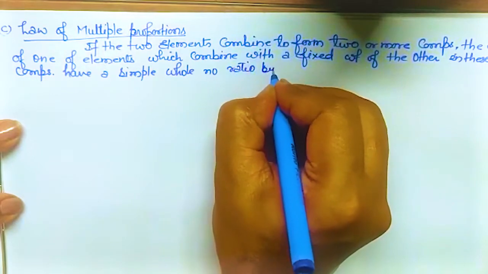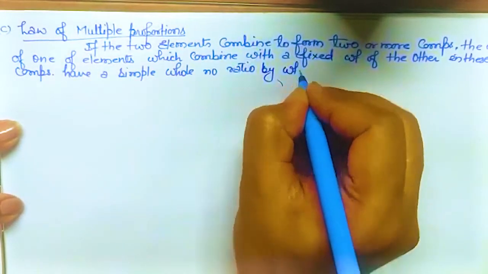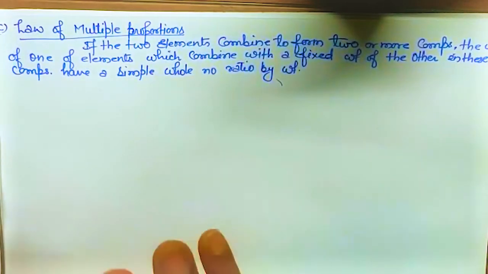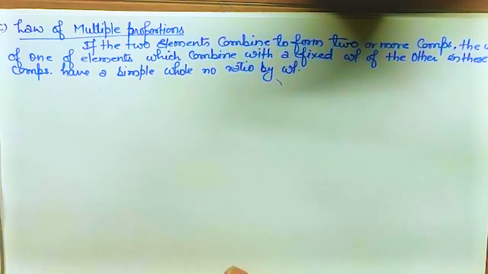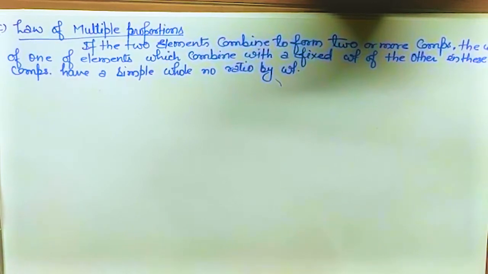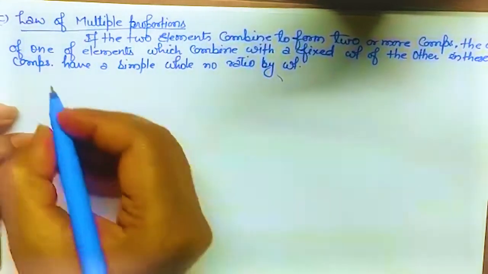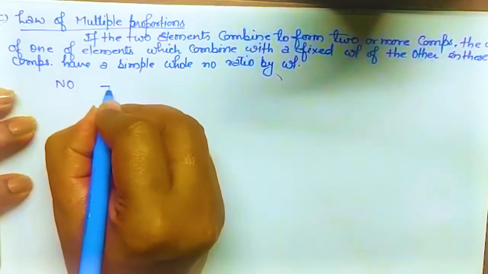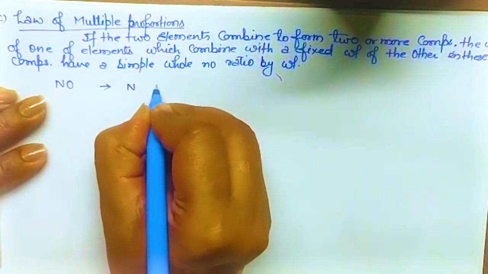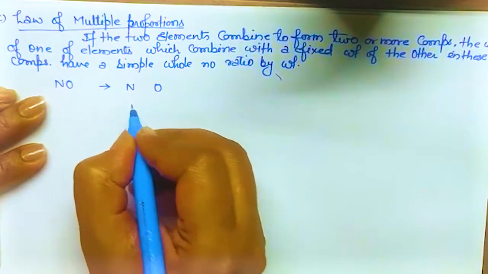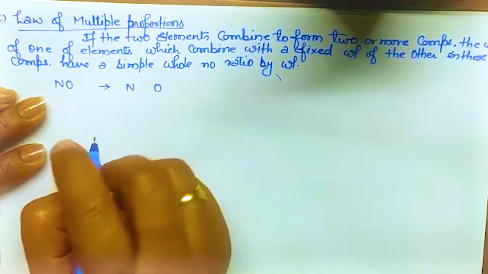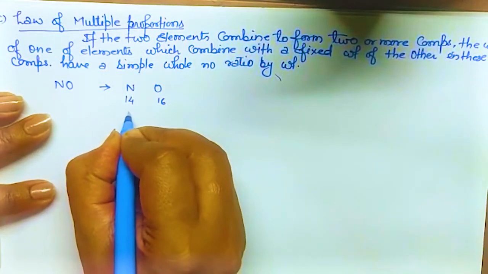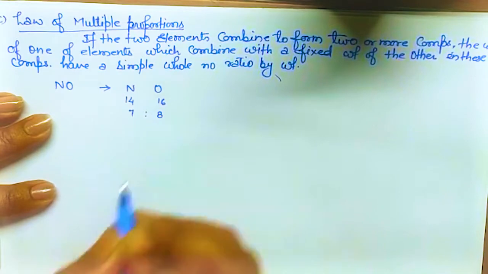Let me explain it, let me simplify it. In simple ways, you can say that the two elements can combine to form different compounds in different proportion. Got it? Suppose nitrogen and oxygen. If we are making NO, what is the atomic weight of nitrogen? Yes, 14. And here it is 16. So this will be 7:8 ratio, isn't it?